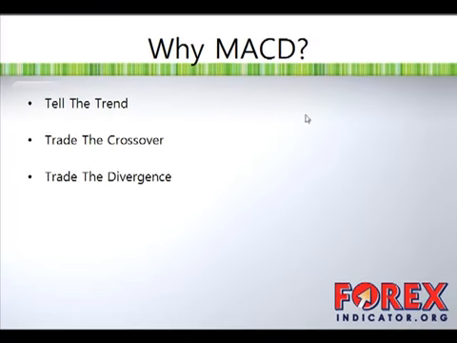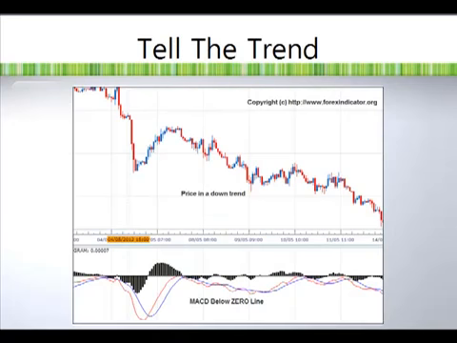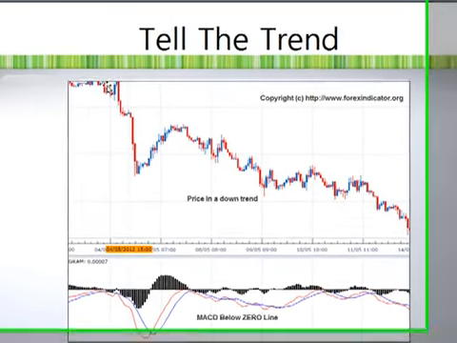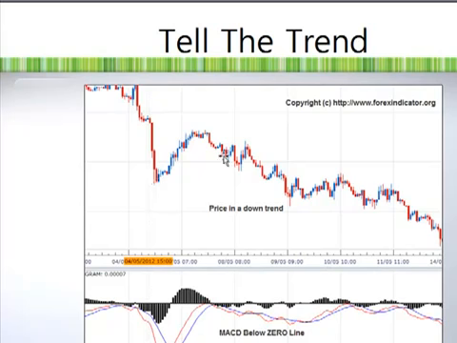First of all, let's go through how I use the MACD to tell the trend. Let's take a look at this picture here. You can see that the price is moving in a strong downtrend, moving down all the way. And how can the MACD indicator help us to identify that it is in a strong downtrend?